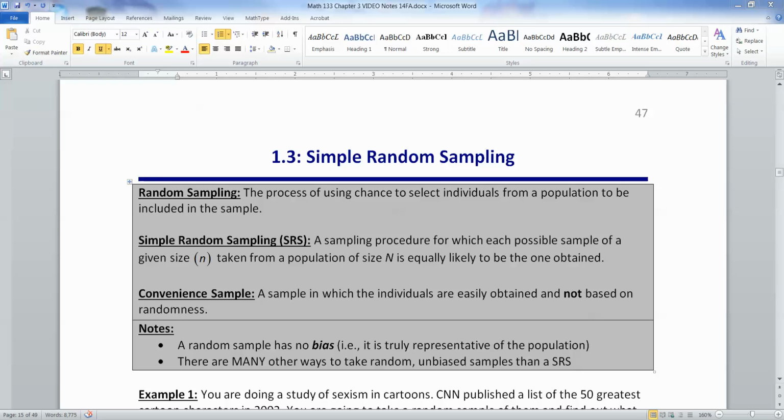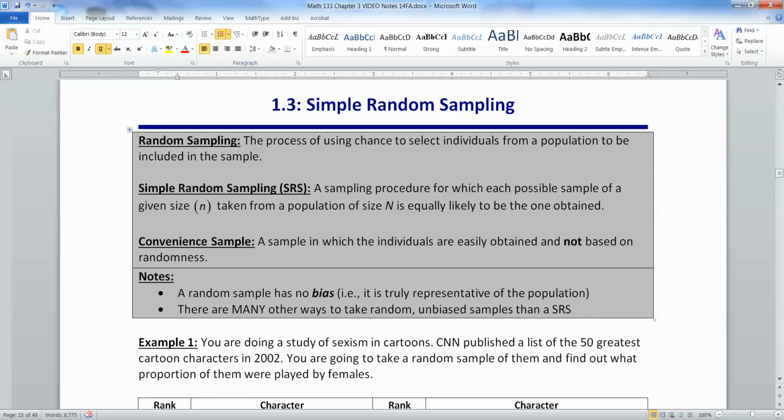Now, a convenience sample is a sample in which the individuals are easily obtained and are not based on randomness. You see convenience samples all the time. The late night comedy hosts love to do this. They'll take a microphone out near a bar section of town and ask people, who's the president? And people can't name the president, et cetera. That's a convenience sample. It's convenient for the sake of comedy.